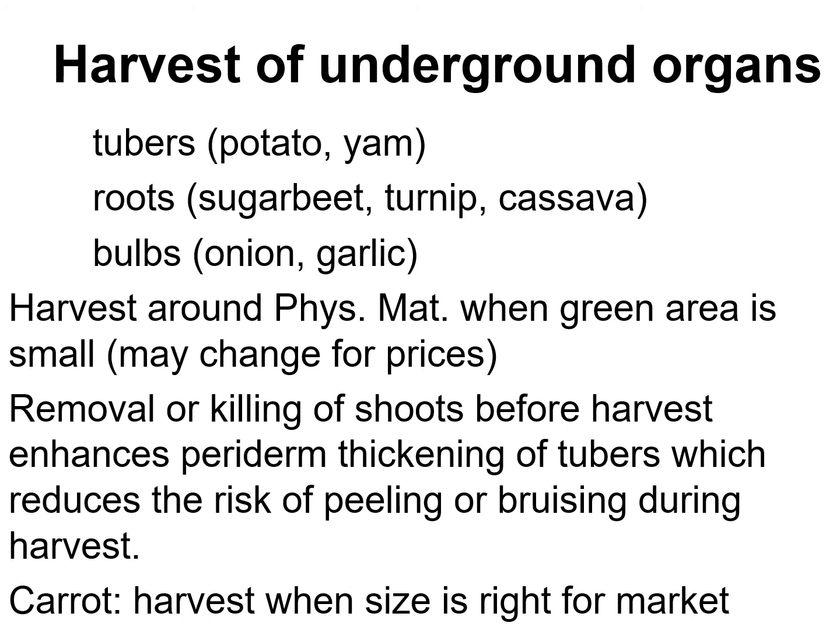In general, it is advisable to remove or kill the shoots before harvest, which enhances the periderm thickening of tubers, and that reduces the risk of peeling or bruising during the harvest. In the case of carrots, it is advisable to harvest when the size of the carrot is right for the market.